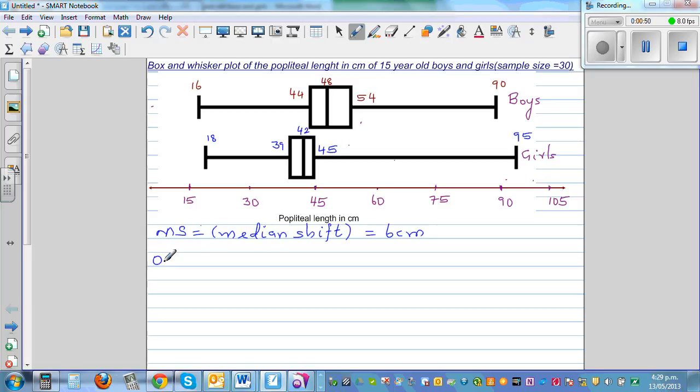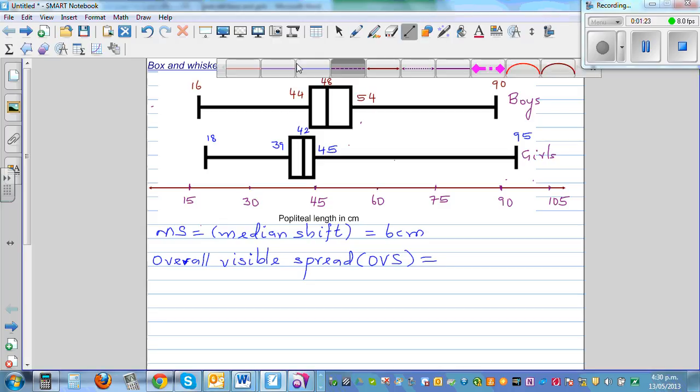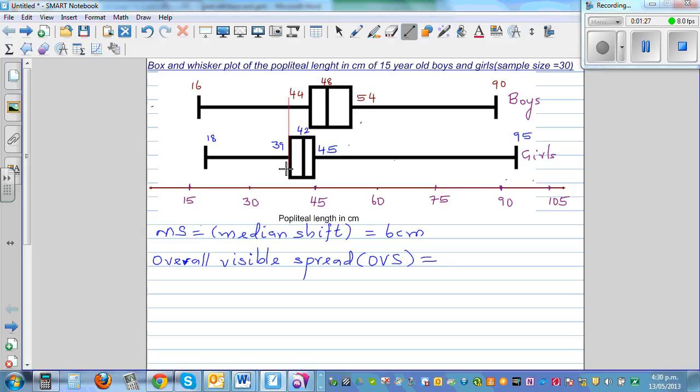The next is overall visible spread, and let me make an abbreviation, which is OVS. What is OVS, or overall visible spread? It is the difference between the lower of the lower quartiles and the upper of the upper quartiles. This is the lower quartile of boys and this is the lower quartile of girls. So the lower of the lower quartiles and the upper of the upper quartiles, the difference between those two is called the overall visible spread.